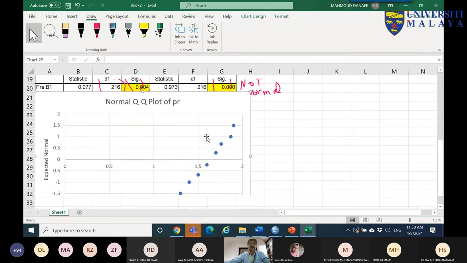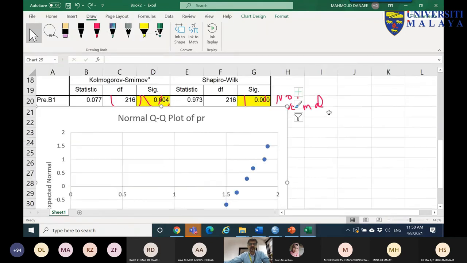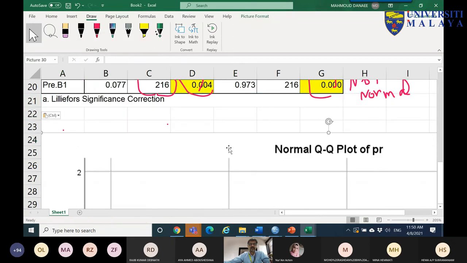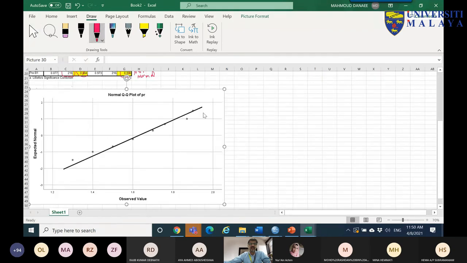So this is the QQ plot. And this line is the normal line, the reference line for the normal distribution. And this is your observation. As long as your observations are close to the line, it means data are normal.